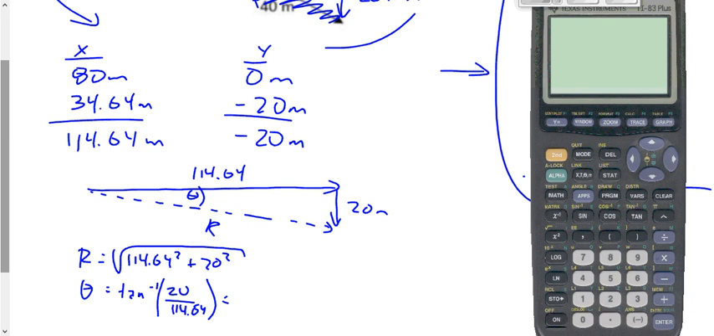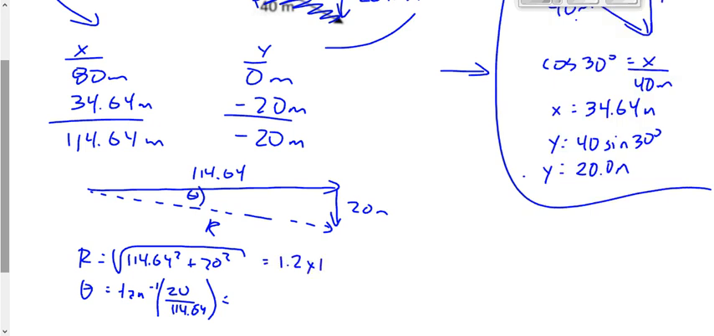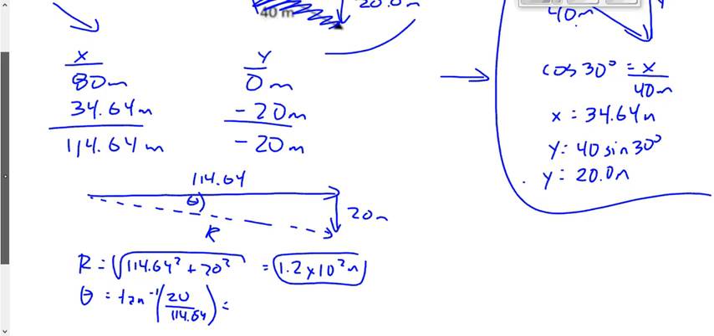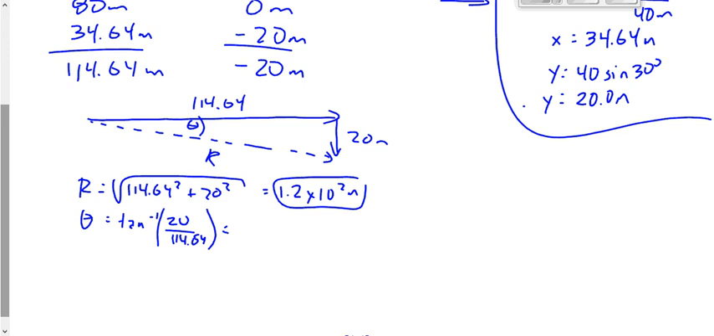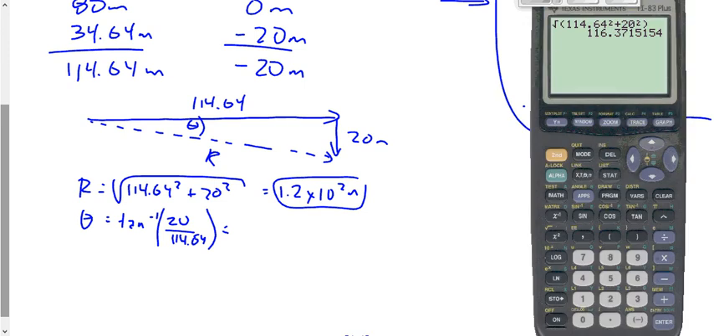Let's calculate both of those now. Let's say square root of 114.64 squared plus 20 squared gives me 116. Oh, we got to round this to 2 digits. We're going to make it 1.2 times 10 to the 2 meters. But we rounded to 2 digits because of that and that, right? So 116. If it was 114, it would round down to 1.1 times 10 to the 2. But since it's 116, it rounds up to 1.2 times 10 to the 2.